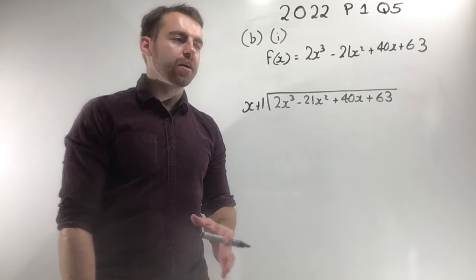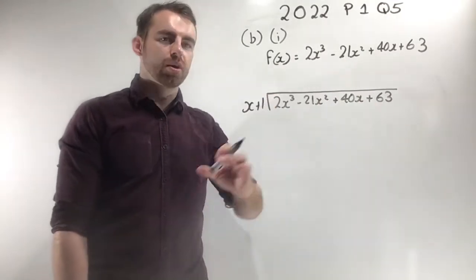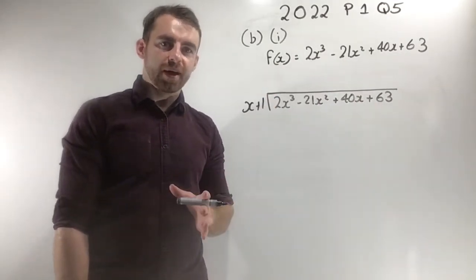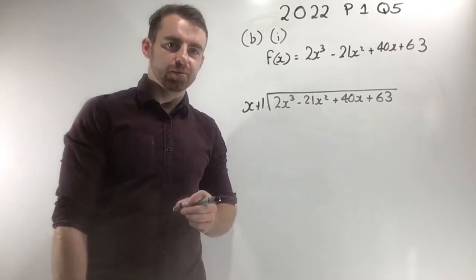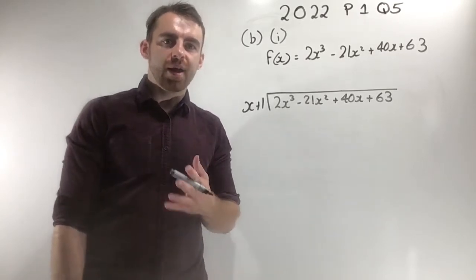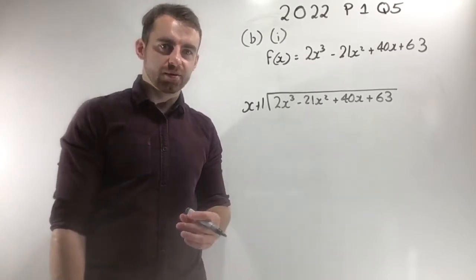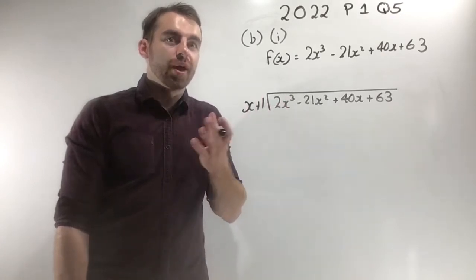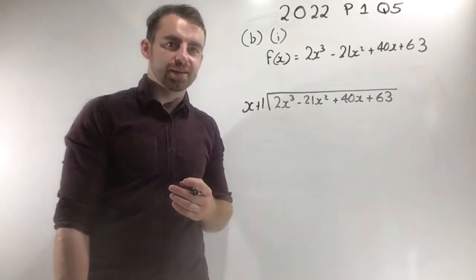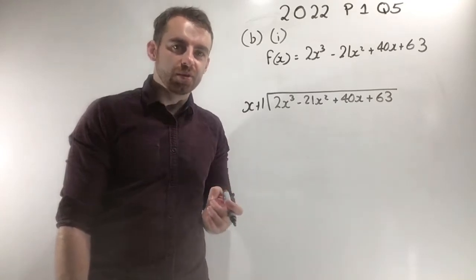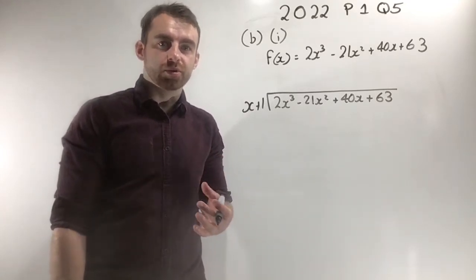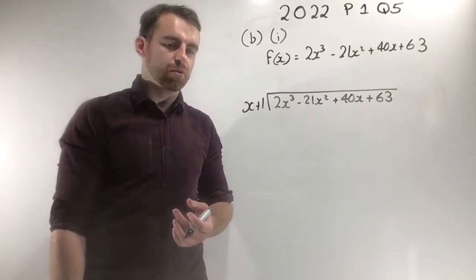In B part I, we're given f of x, which is a cubic equation. And we're told that one of the factors of f of x is x plus 1. We're asked to find the three values for which f of x is equal to 0. Or in other words, we're asked when does this curve cross the x-axis. When f of x equals 0, that basically means find the roots. So we're looking for the three roots of this equation.